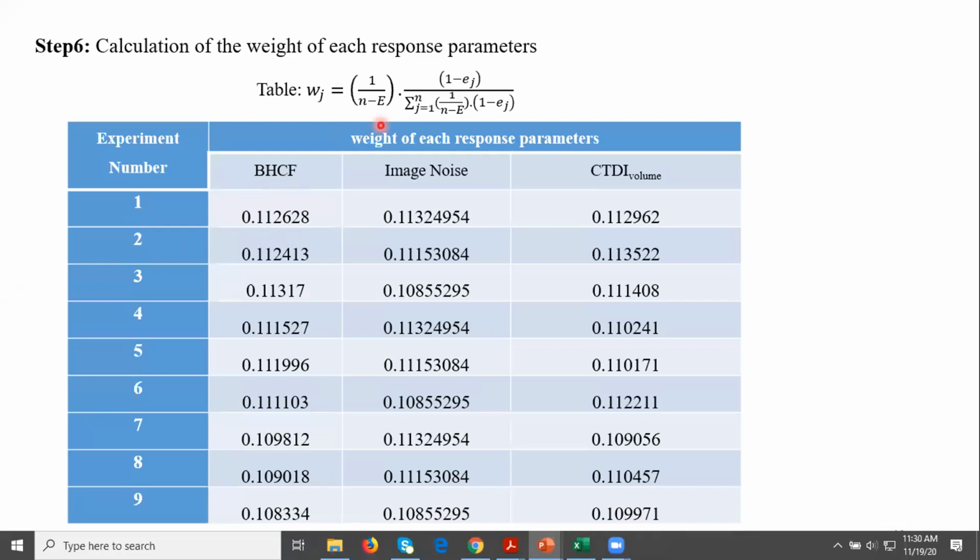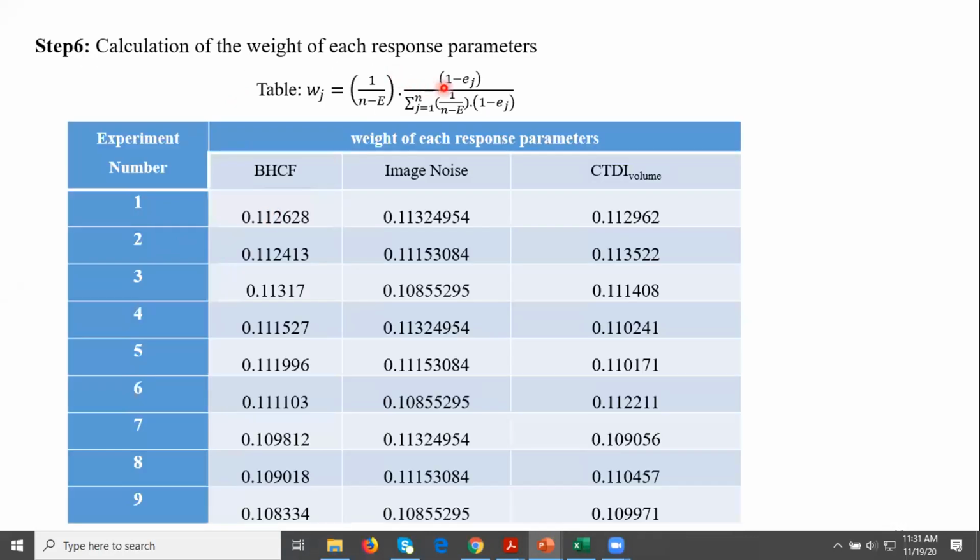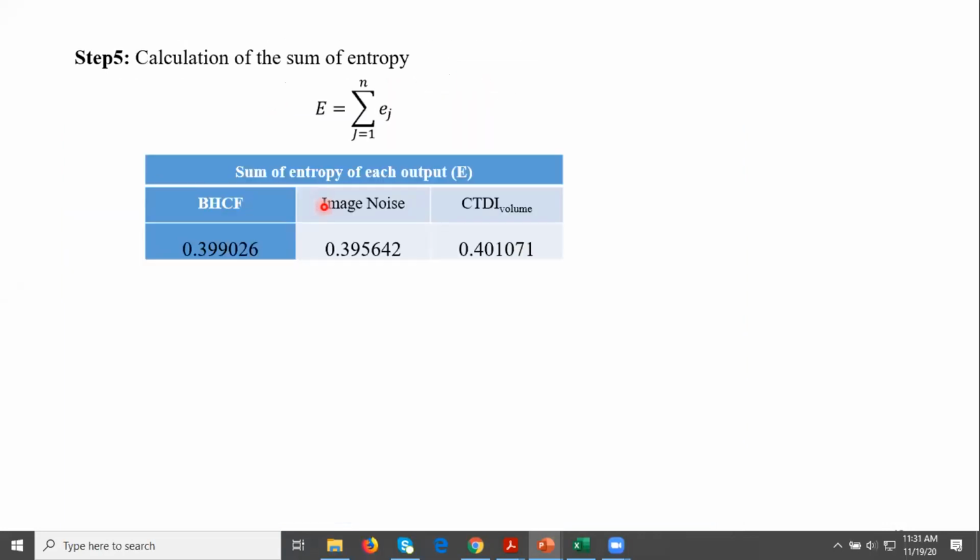This is a function: 1 minus n e into 1 minus e_j. This is the value. n is the output response; here I'm taking 3. E is this value, the Beam Honey correction factor E value, and here for each individual response, the e_j value. These are the values.